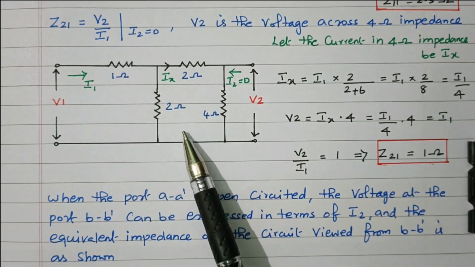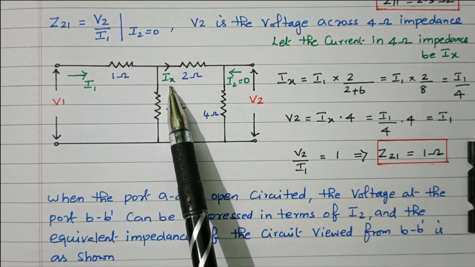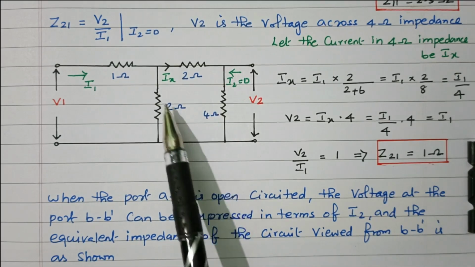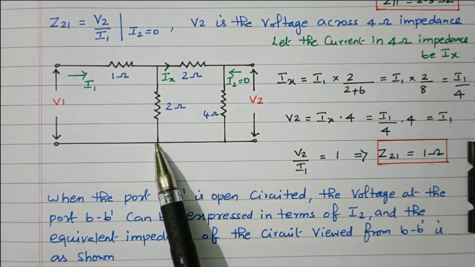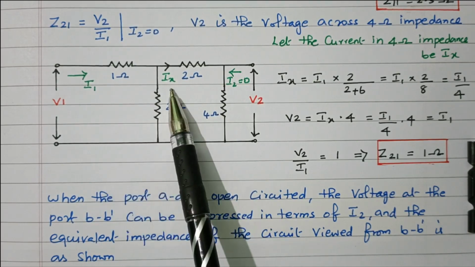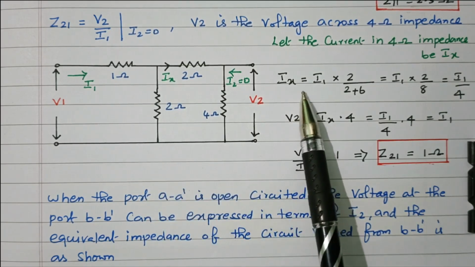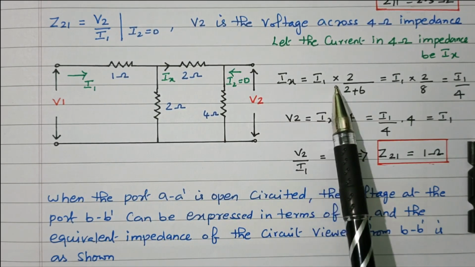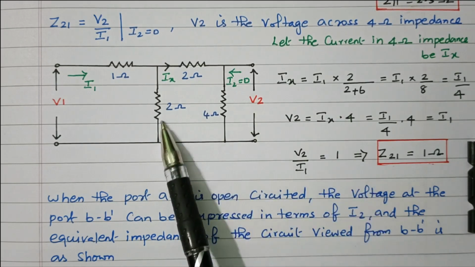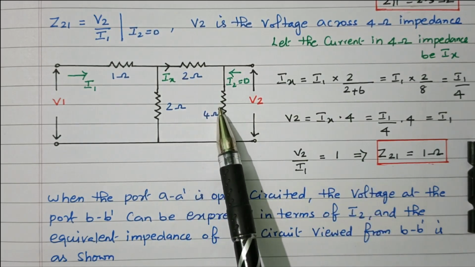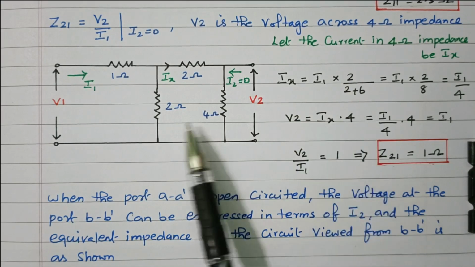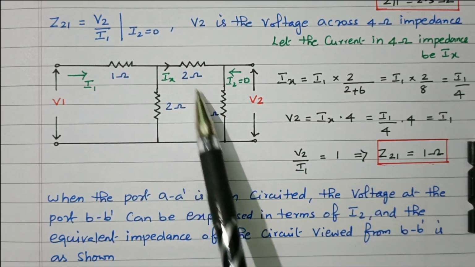So by using the current divider rule, we can easily find the current. Let us consider this is Ix, the current flowing through this branch. We need the current flowing through this branch only, not this branch, so we are making it Ix. I1 is the total current, Ix is the current flowing through this branch. This is what we need. So Ix equal to, what is the current divider rule? The branch current equals the total current I1 multiplied by the other branch resistor. We need the current through this branch, but here the numerator is the other branch resistor, 2, divided by the total resistor, 2 plus 4, 6, so 2 plus 6.